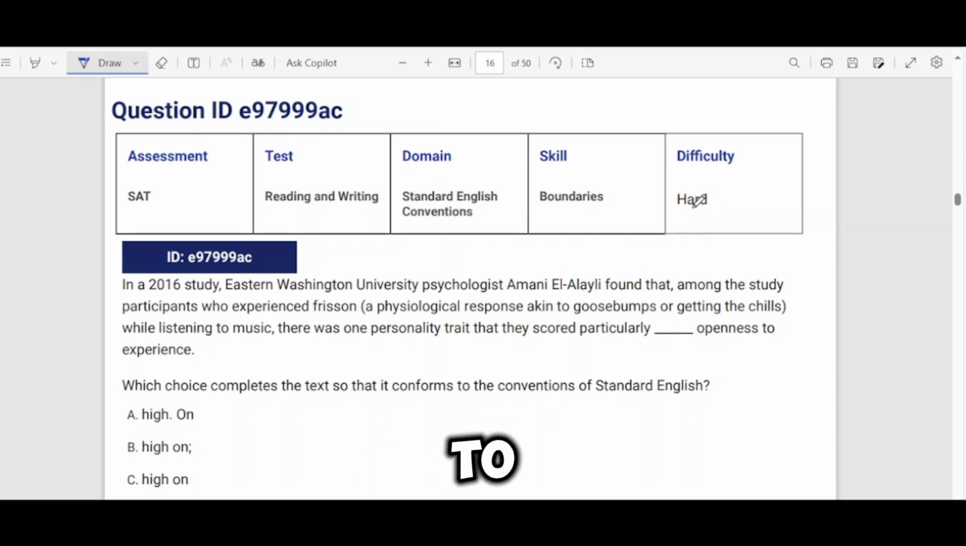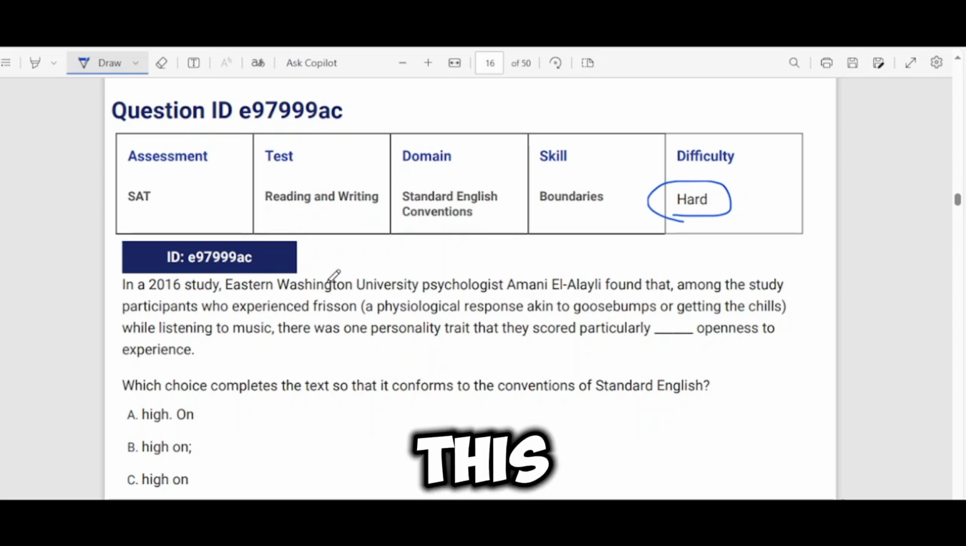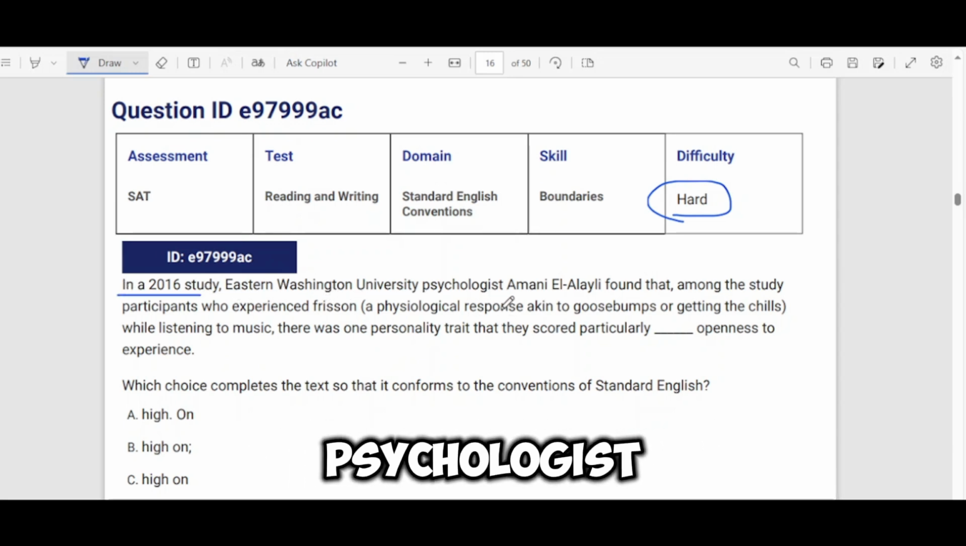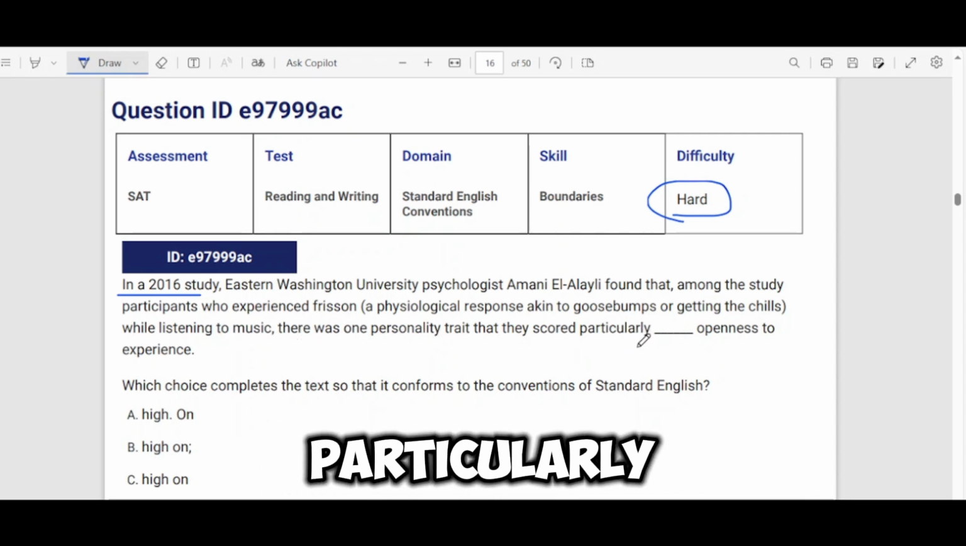Alright, so moving on to the next example, which is the hardest one of this type. In a 2016 study, okay, we don't need to read this if there is a full stop before it. Let's see. No, there isn't any full stop, so we have to read this. In a 2016 study, Eastern Washington University psychologist Emani Ayali found that among the study participants who experienced frisson while listening to music, there was one personality trait that they scored particularly high on.